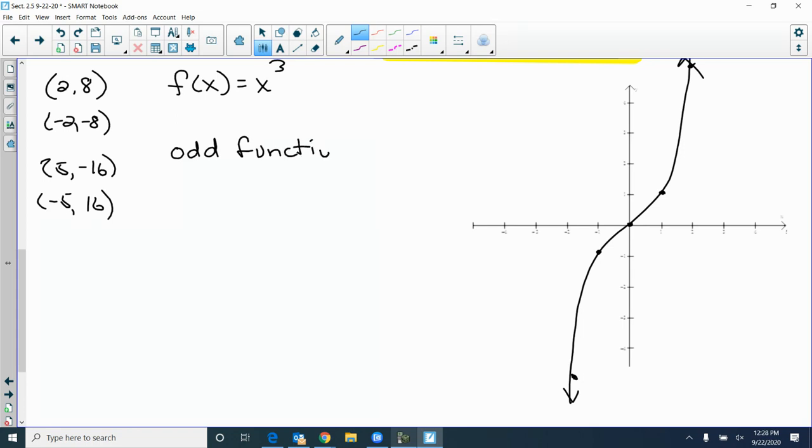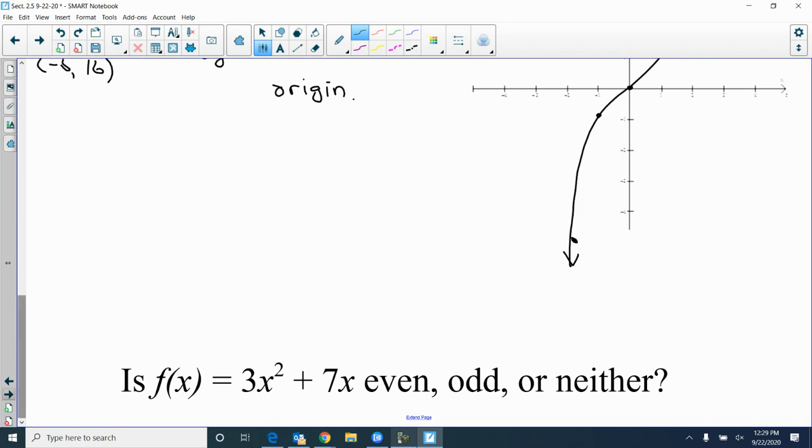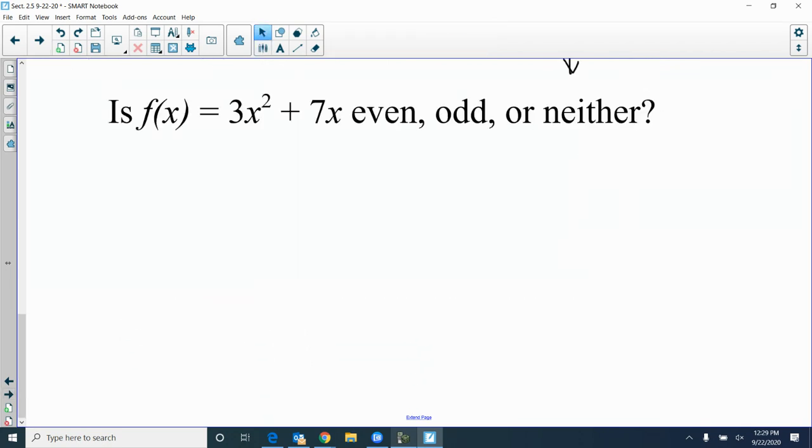Odd functions are symmetric about the origin. All right, now, before you get to the average rate of change, I need you to put something in there. You should have plenty of room. Okay, before you get to the rate of change, is how do we test something for even or odd if we just have the equation? And I want to make sure I go through this.